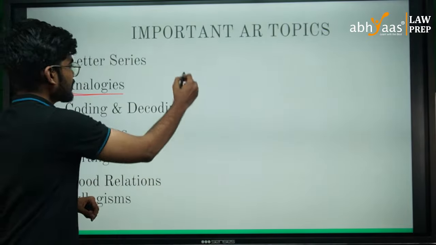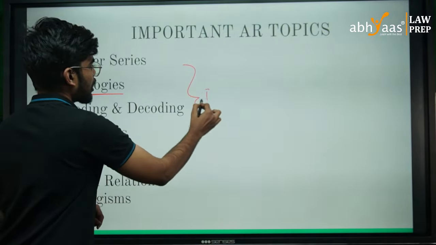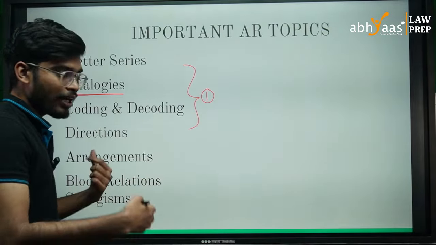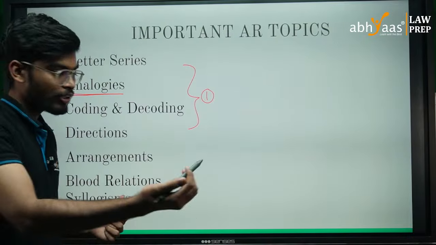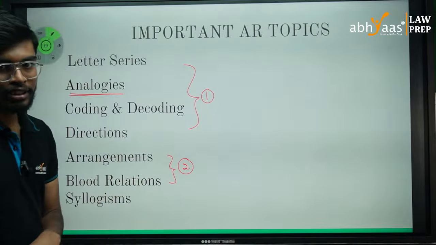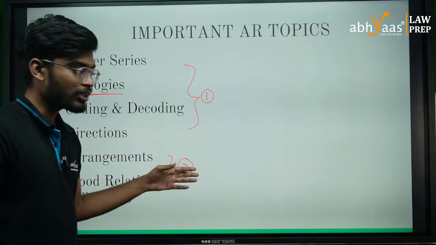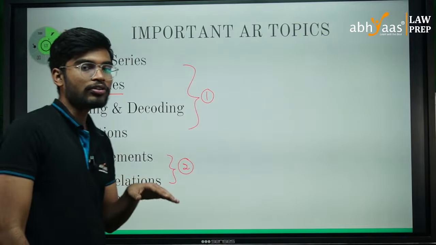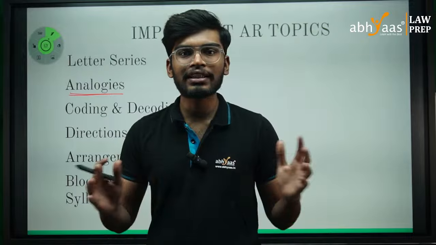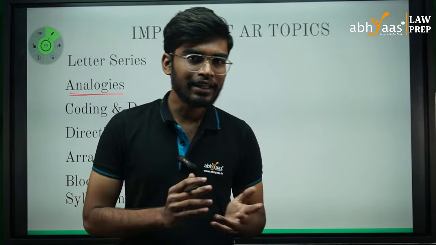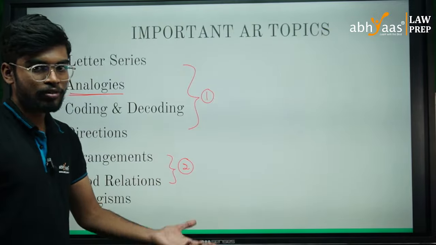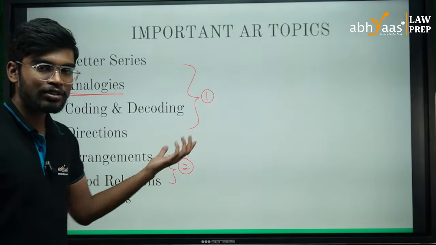In this series, these four topics will be covered in this video: letter series, analogies, coding and decoding, and directions. And in the next video, which you are going to come live at tomorrow, we will be covering arrangements and blood relations, because it will take time. There are different types of arrangements, and this is the most frequently asked topic. Of course, you can answer those questions with your existing general knowledge or basic normal thinking. Anyway, we'll be covering each and every possible model of questions from arrangements and blood relations in tomorrow's video.